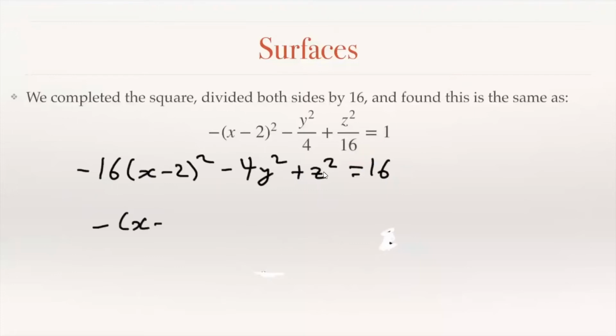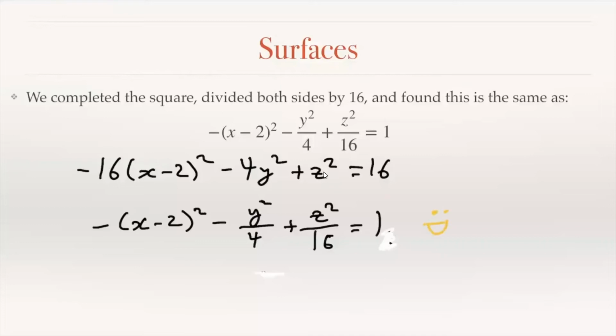And we have negative (x - 2)² minus y²/4 plus z²/16 is 1. Okay, we did it. That is now in a standard form of one of our quadric surfaces. We don't know which one, but we can now easily, well, as easy as traces can be, if we understand them, we can easily take traces of this and put together the pieces to identify what it is.